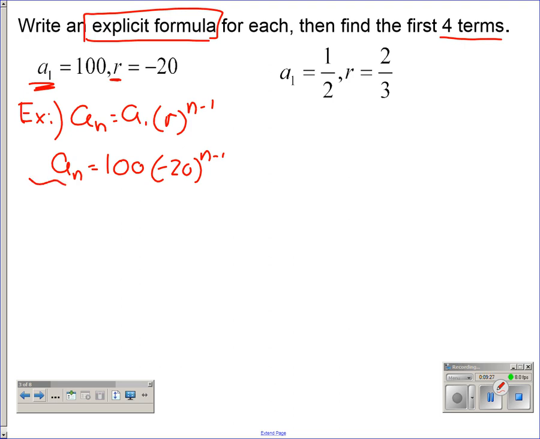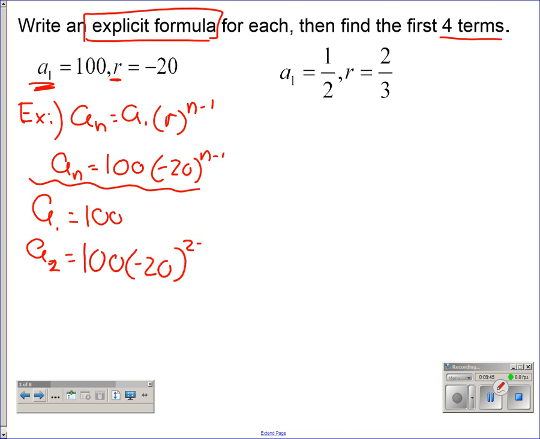Let's do the first 4 terms. A sub 1, well, it gave us that, it's 100. A sub 2: if I want to know a sub 2, plug 2 into the formula, so that's 100 times negative 20 to the 2 minus 1 power. 2 minus 1 is just 1, and negative 20 to the first power is just negative 20. So all this formula is really saying is do 100 times negative 20, or our first term times our rate, to get our next term. That's what the formula is doing for us.